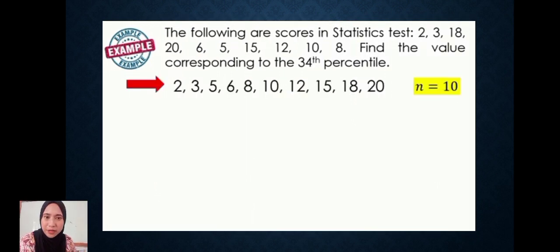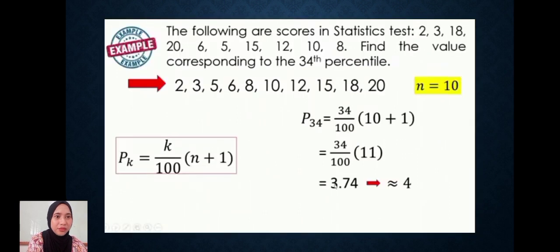Okay, so first step, once again, the same as in finding our quartile and our decile, we arrange our data from lowest to greatest. We have 2, 3, 5, 6, 8, 10, 12, 15, 18, and 20. So we have a sample here, n is equal to 10.